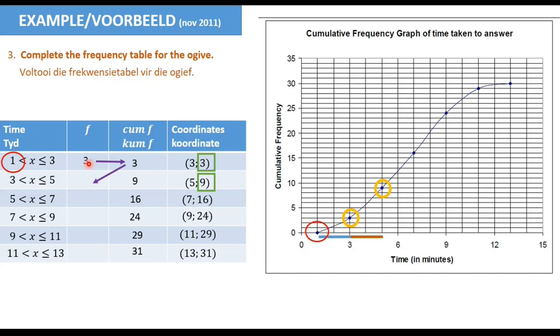What's that going to be now? 3, and what is 9? Yes, 6. So, can you see we're working in reverse now? So what do we add to the 9 to get the 16? 7. What do we add to the 16 to get the 24? Yeah, see, we're working all in reverse.